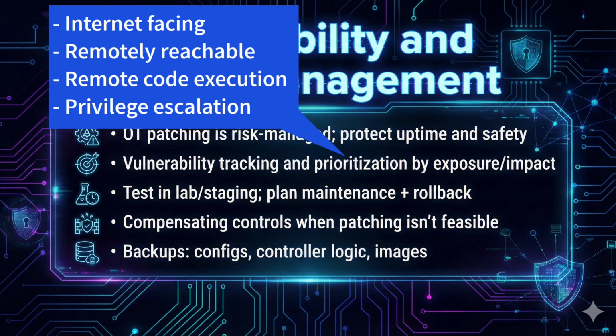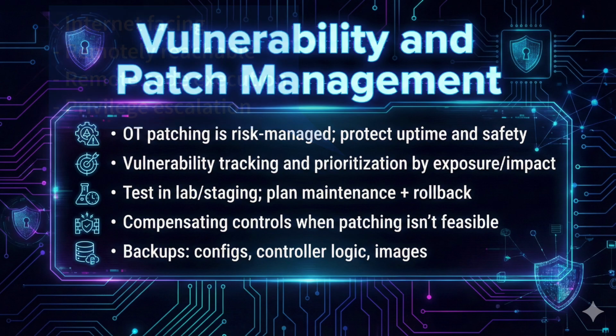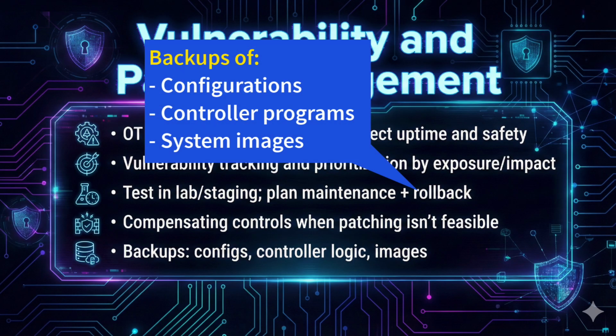Internet-facing or remotely reachable systems usually rise to the top, as do issues that enable remote code execution or privilege escalation. Second, you test. OT patching should happen in a lab or staging environment that mirrors production as closely as possible. If you can't fully replicate production, you at least validate the patch on a representative device and confirm vendor compatibility. Third, you plan deployment windows and rollback. That means backups of configurations, controller programs, and system images.